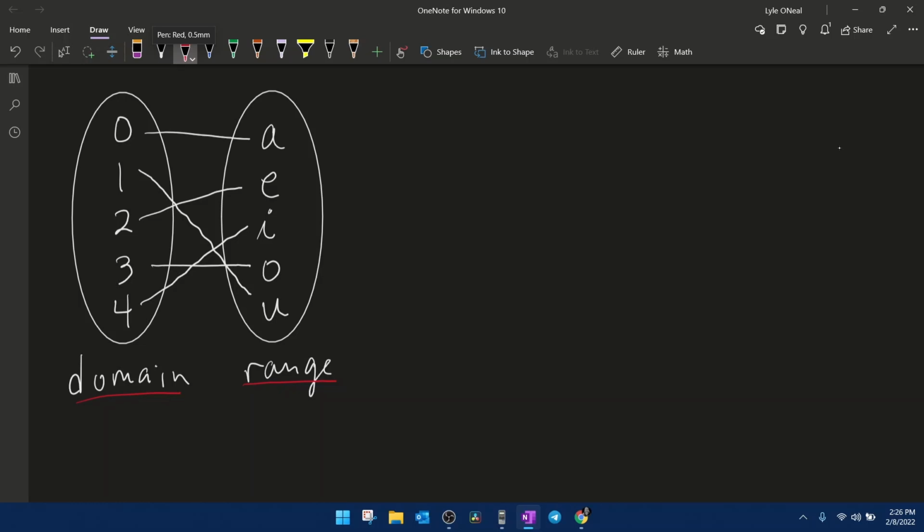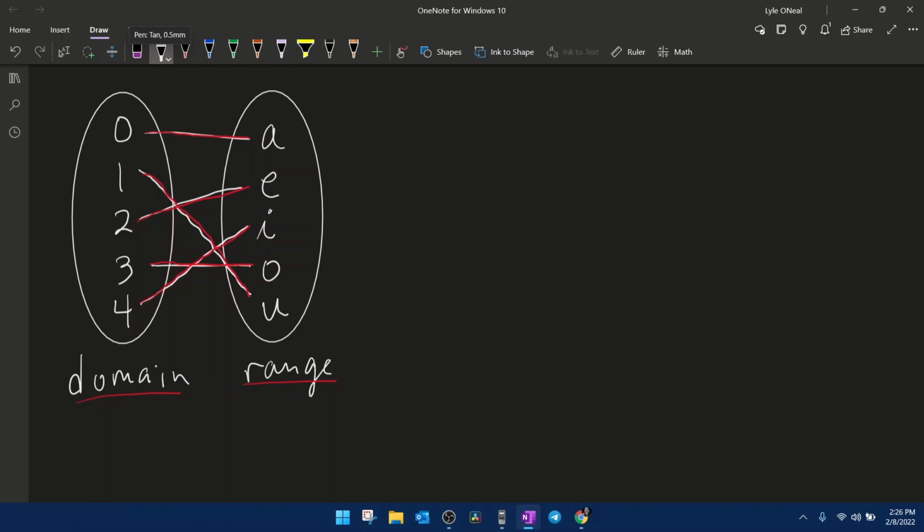So we can see that 0 maps to A. Notice that 0 only maps to A. 1 only maps to U. 2 only maps to E, 3 only maps to O, and 4 only maps to I. So this would be an example of a function. Each element of the domain corresponds to only one element in the range.